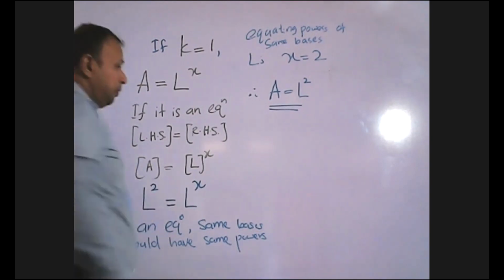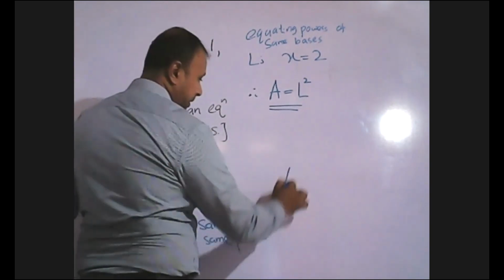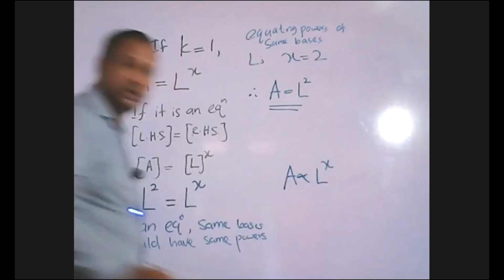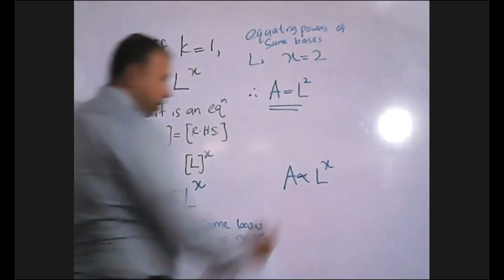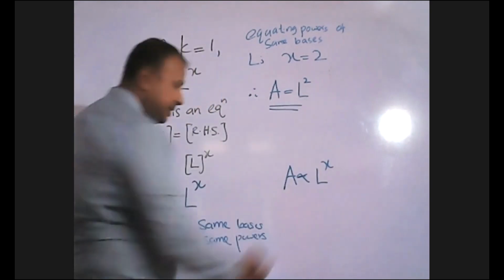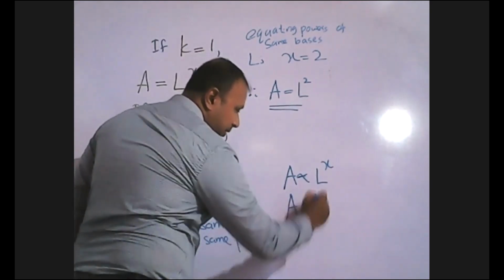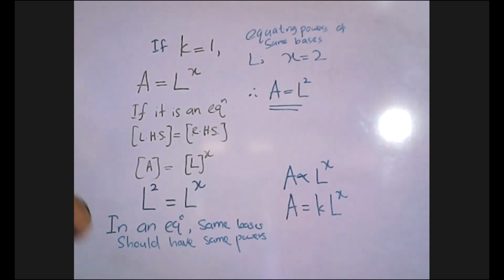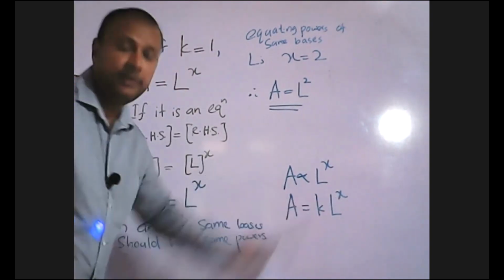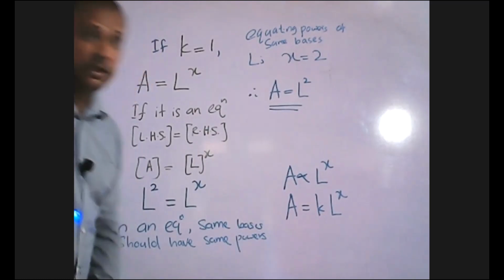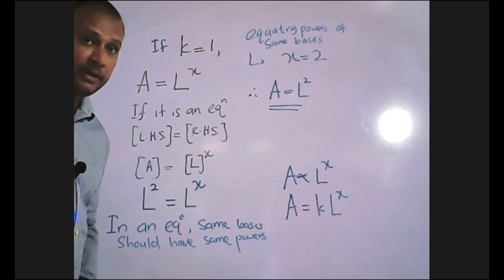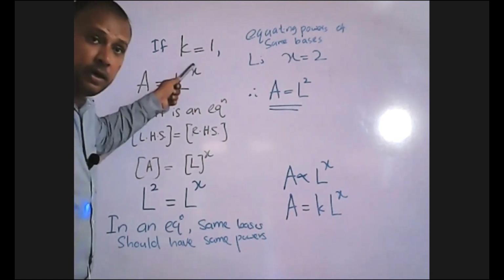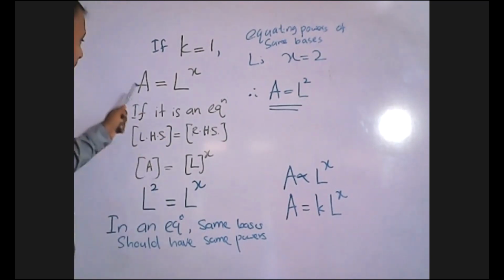Because we assume A is directly proportional to L to the power x. That is my assumption. So I can write A is equal to k into L to the power x. I have to find k and x to build the equation. In this case, we cannot determine k. That should be given. So if it is 1, I can write A is equal to L to the power x. So this is an equation.